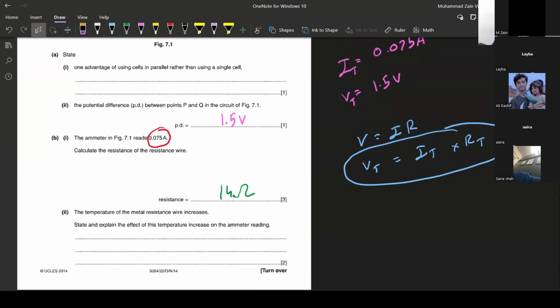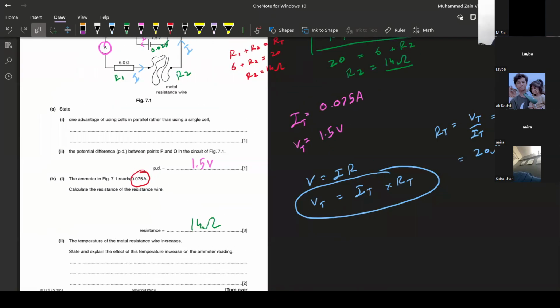Okay, so the temperature of the metal wire increases. State and explain the effect of this temperature increase on the ammeter reading. One of the first things that should come to your mind is that if the temperature is increasing, the relationship is no longer valid. The relationship between voltage and current is no longer valid because Ohm's law is not applicable anymore. Ohm's law stated that voltage is directly proportional to current as long as the temperature is constant. So the temperature is now increasing, and this relationship is not valid.